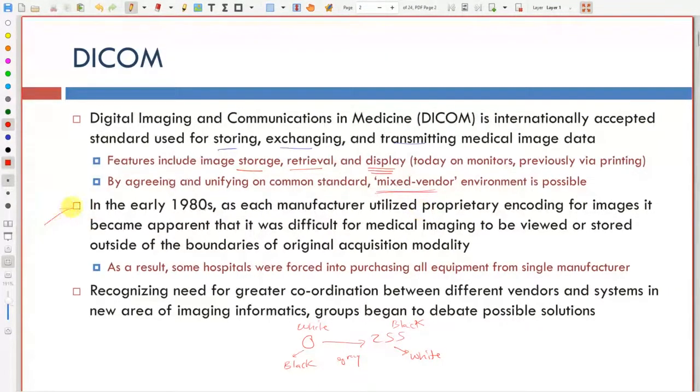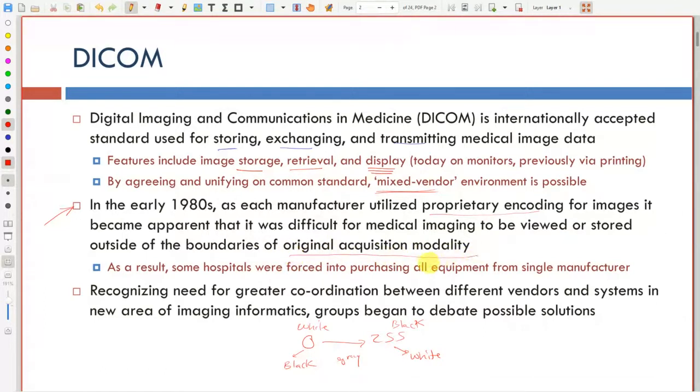In order for us to realize the problem that existed before DICOM was introduced, in the early 1980s, you had ultrasound images, you had CT, you had MRI by that time, they were all available. Unfortunately, each vendor had a proprietary encoding for the images, meaning that each one of the vendors would have a different format for its images. It became apparent that it was very difficult for medical imaging to be viewed or stored outside of the boundaries of the original acquisition modalities.